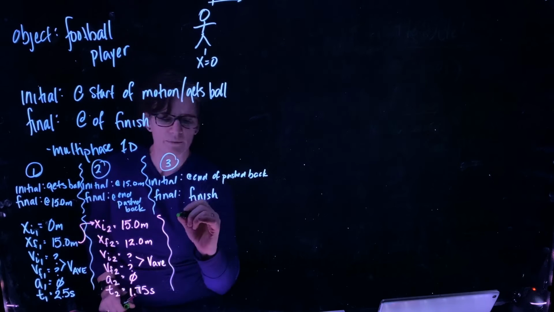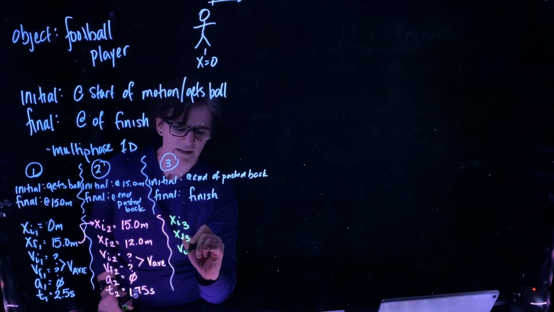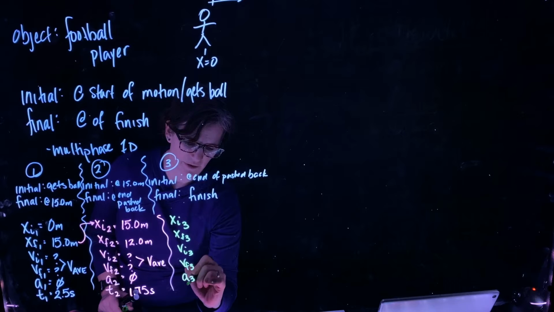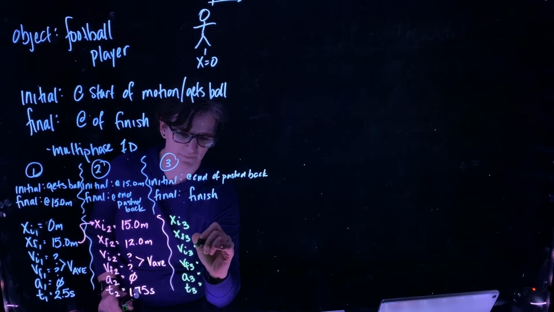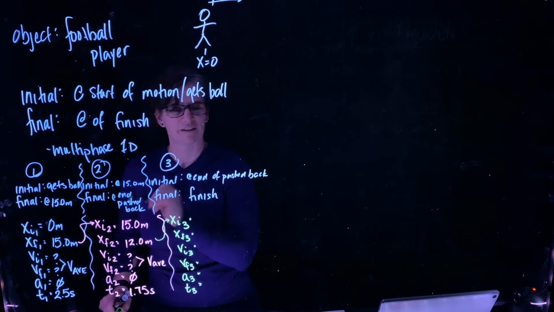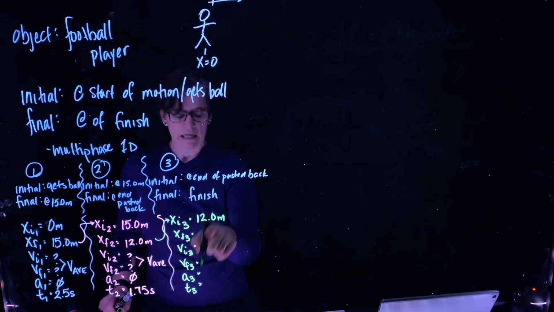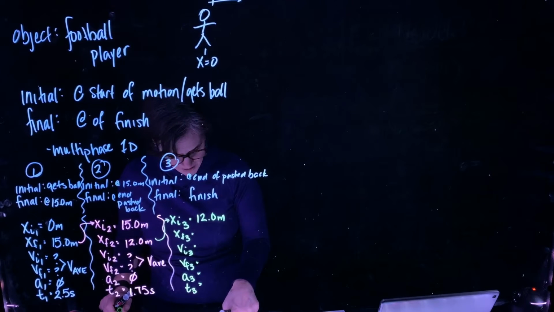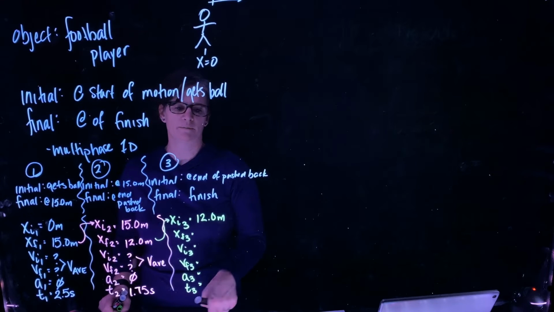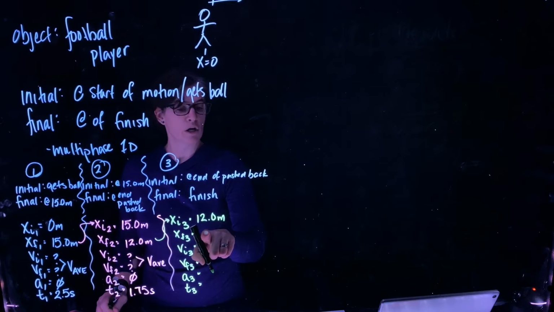All right, what about phase 3? Similarly, we have an initial position, final position, initial velocity, final velocity, acceleration, and time for 3. My initial position for phase 3 is the final position of phase 2, so that's 12 meters. It tells me that I run straight forward another 21 meters, so I go 21 meters beyond this 12.